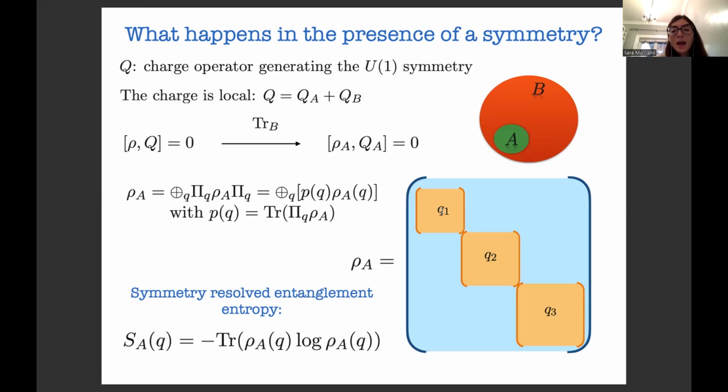And if we extract from each of these blocks p(q), so the probability of finding q as an outcome of the measurement of the charge in A, we obtain ρ_A(q), which is a reduced density matrix in each charge sector, properly normalized now because we have extracted a trace. And therefore, we can plug this reduced density matrix in the definition of the von Neumann entropy, and we obtain the symmetry resolved entanglement entropy, which is basically a measure of the entanglement in a given charge sector.